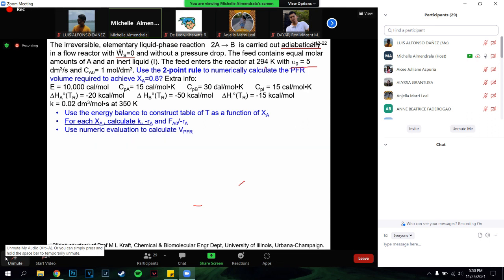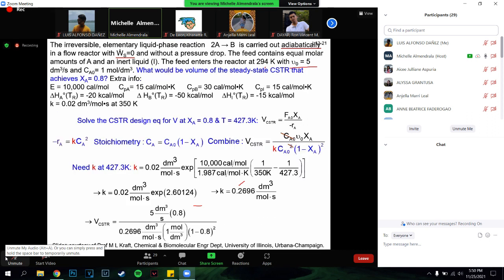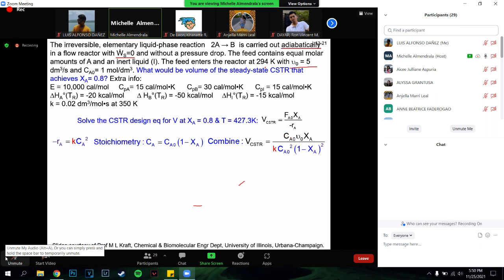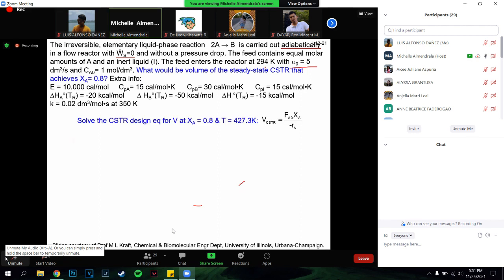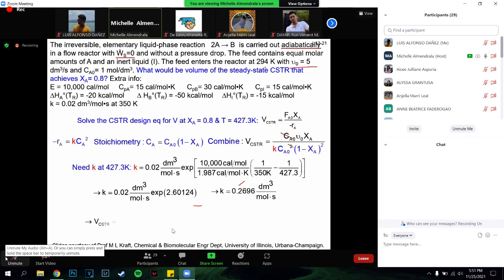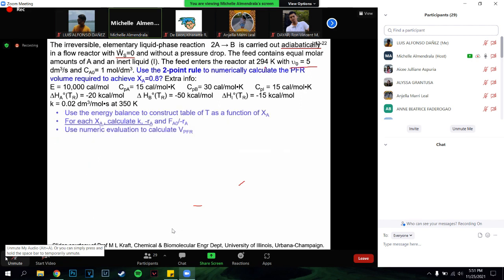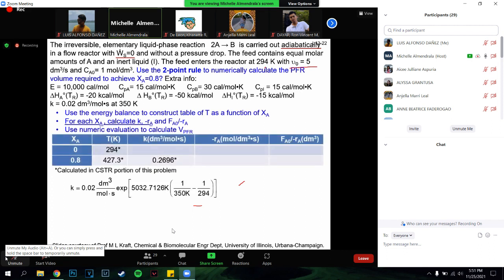So you know how to get that 427? This is where we obtain the 427 again. That's the 427. The same TX relationship, whether it's a CSTR or PFR, as long as it's adiabatic. The energy balance will be the same. The energy equation will be the same. So finding the temperature of a CSTR or PFR at 80% conversion is the same.